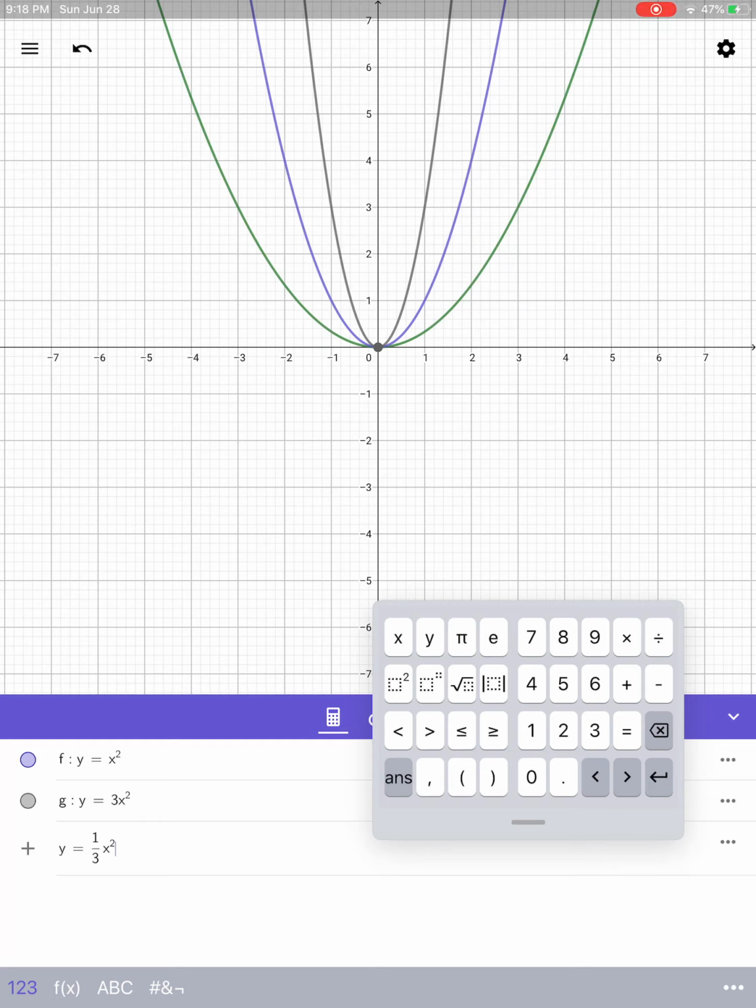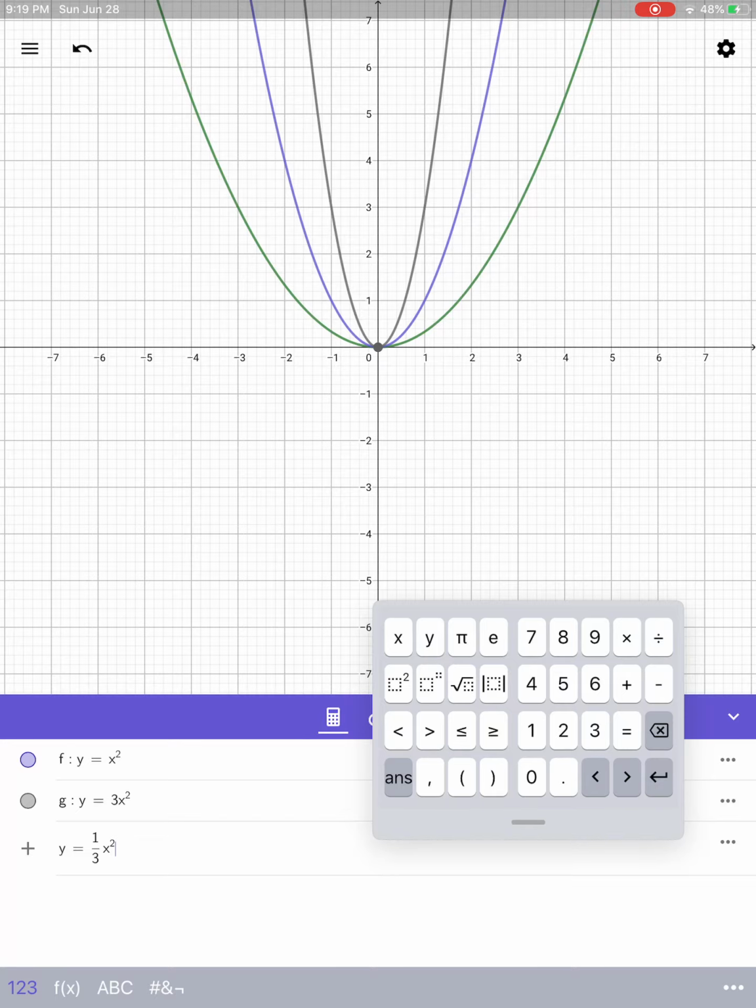So the graph of h is obtained by multiplying the y coordinate of each point on the graph of f by 1 over 3. That is, to obtain the graph of h, we shrink the graph of f vertically by a factor of 1 over 3. So the result is the widest parabola, that is green. It is the widest one in the figure, and the narrowest parabola is nothing but the stretched graph, that is g of x, in gray, and the original graph is in purple.